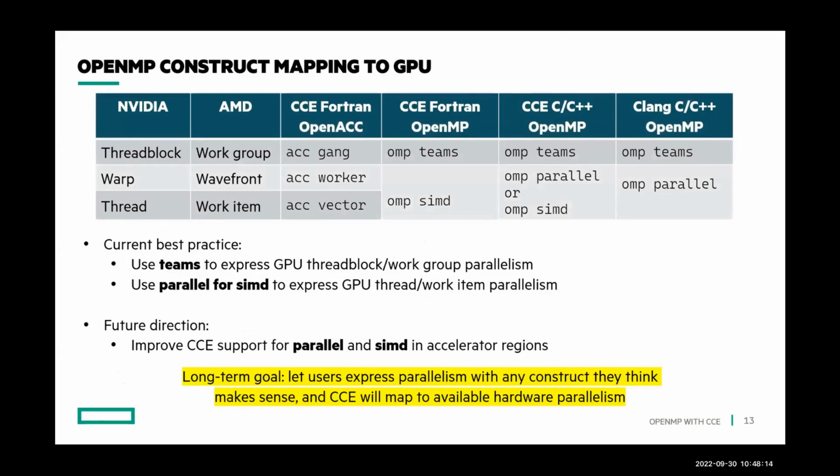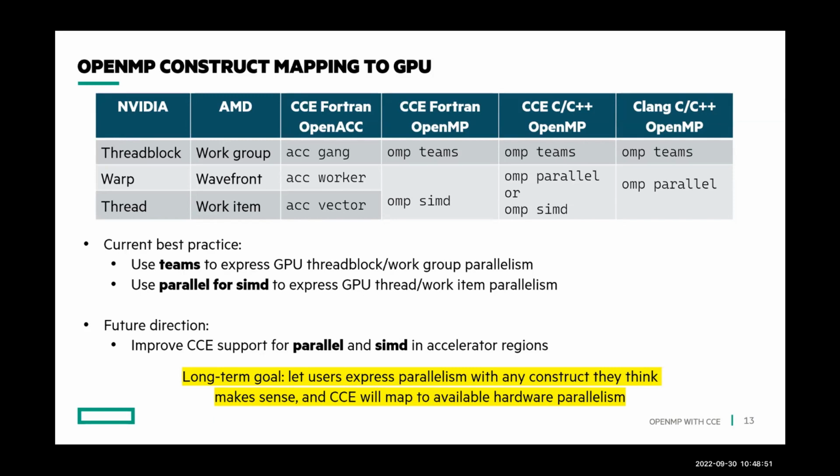All right, so this slide just gives an overview of how we handle offloading to the GPU and how those map. The table here shows for both NVIDIA and AMD GPUs what our mapping strategy is for OpenMP, and as a reference it shows it for OpenACC for Fortran as well. As you may know, OpenACC has three levels: gang, worker, vector, and those map directly to thread block, warp, thread, or work group, wavefront, work item for AMD. For our OpenMP implementation for Fortran, we support two levels.